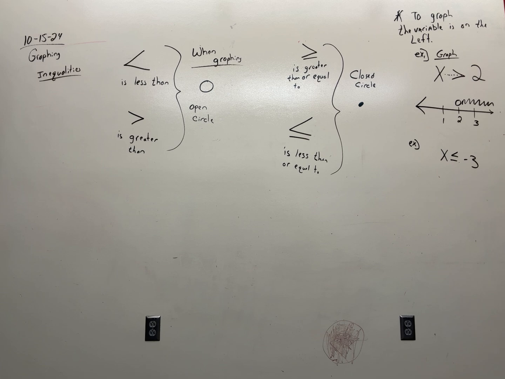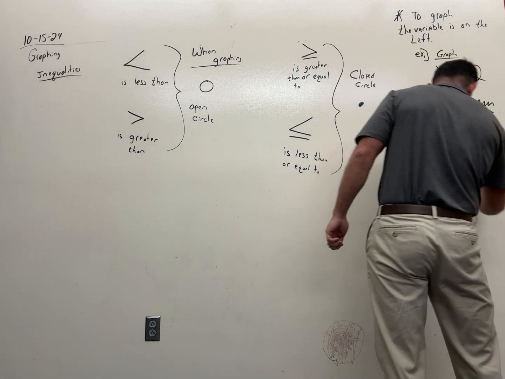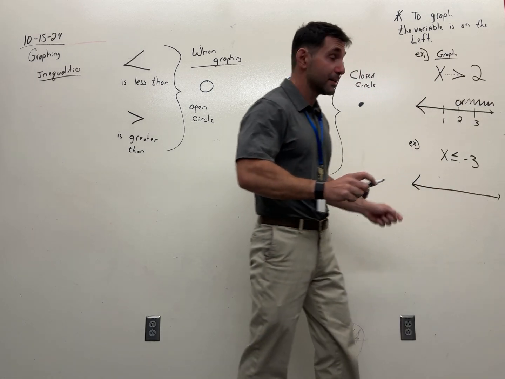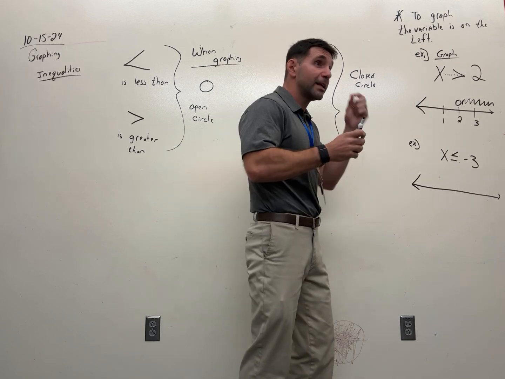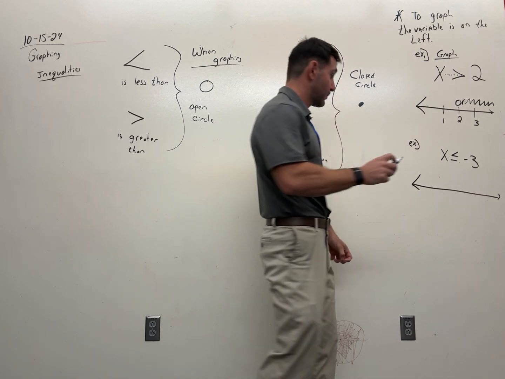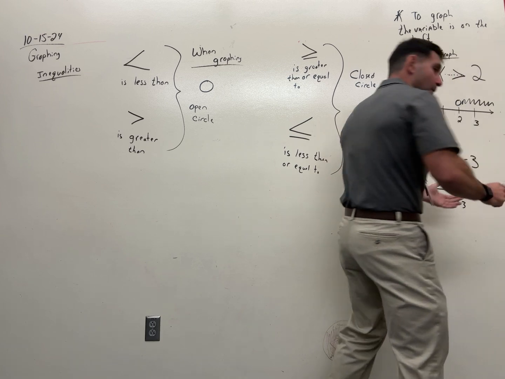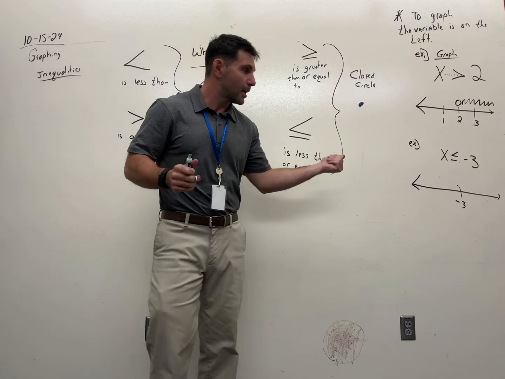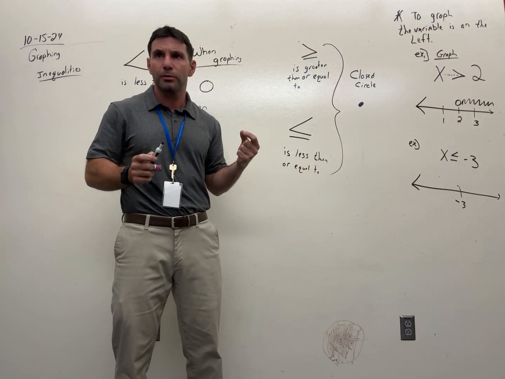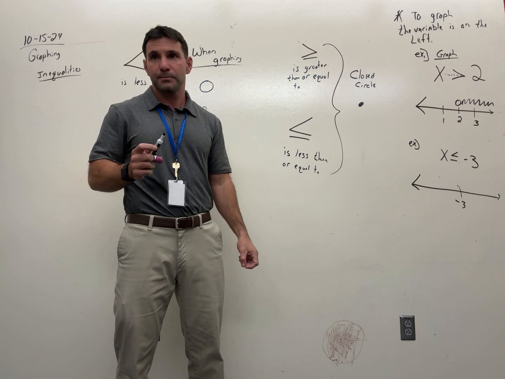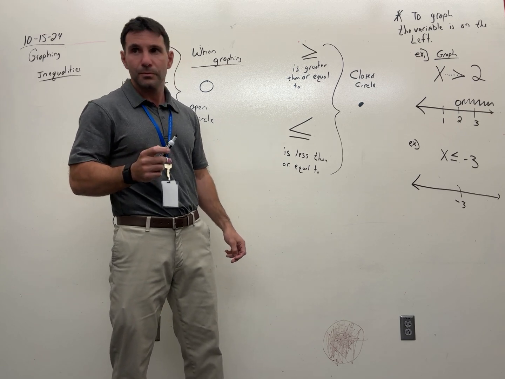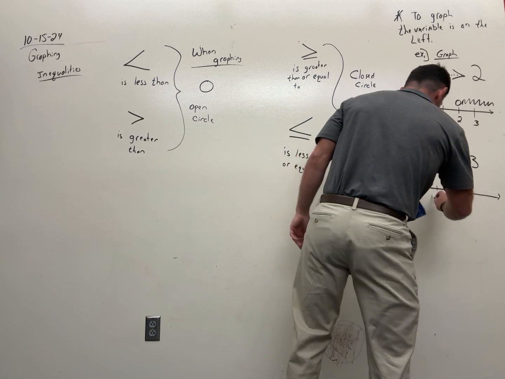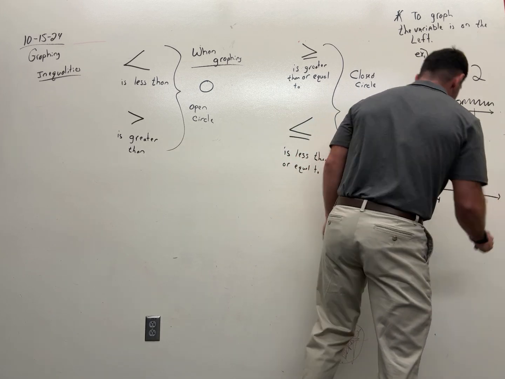So, we have our number line. Now this takes a little bit of work because when we have this, we need to imagine that number line in our head. So -3. What's to the left of the -3? What number is smaller than -3? -4. Which means over here is going to be -2.